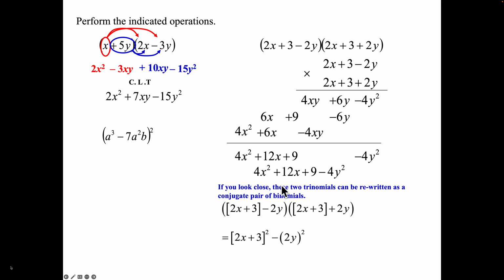Okay, now stop and think. A binomial squared, Mr. Fitz-a-Smile technique, 2x times 2x, 4x squared. 2x times 3 is 6x. Double it, 12x. 3 times 3 is 9. Minus 2y squared, minus 4y squared. Holy cow, there it is.